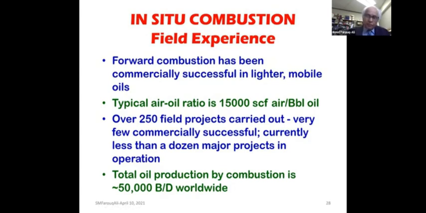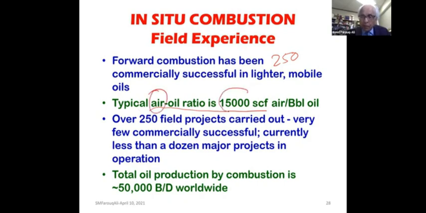Now, if you look at the field experience within in situ combustion, we've done 250 projects. Maybe 10 of them have been economically successful, but the important thing is that they have all produced oil, anywhere from 10, 15% to 50%. Typically, the air oil ratio is 15,000. Now, you remember the steam oil ratio, how much steam you inject to produce 1 barrel of oil. Here we have how much air you need to inject to produce 1 barrel of oil.